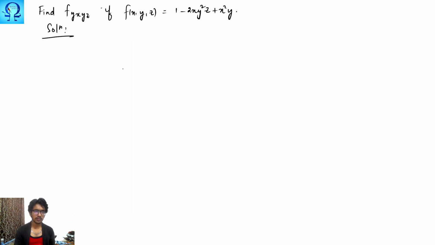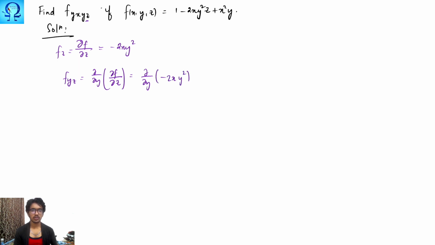Initially, what we have to do is find del f upon del z. So the outermost is to be found first. When you find del f upon del z, you may very well see you are going to get this quantity to be 0, and from here you would get minus 2xy squared, and this quantity is again 0. Now this is f z. Now we are about to find f y z, that is del upon del y of del f upon del z. So when you differentiate minus 2xy squared with respect to y, you would get minus 4xy.